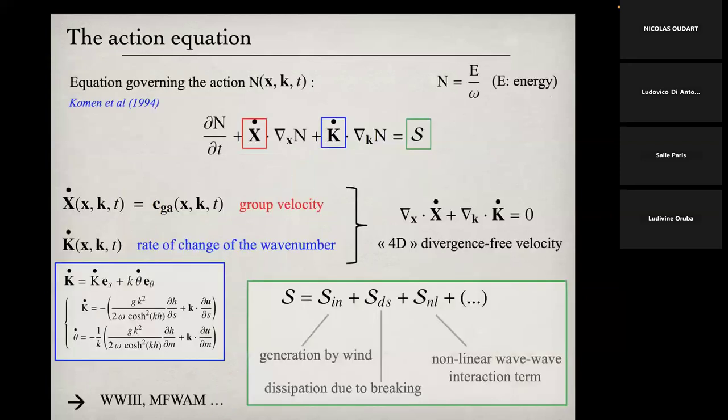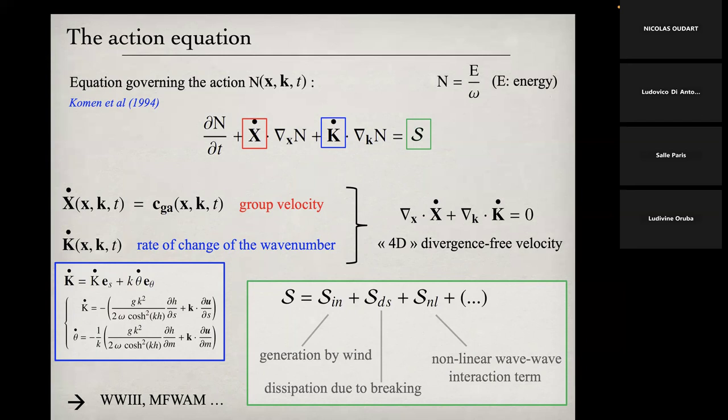And so the mathematical formulation of this problem involves 4 parameters in space. We have 2 parameters in the physical space, x and y, and 2 parameters in the spectral space, kx and ky. And the action, which is defined as the ratio between the wave height spectrum and the frequency, is governed by a 4D advection equation with, in addition, source terms.